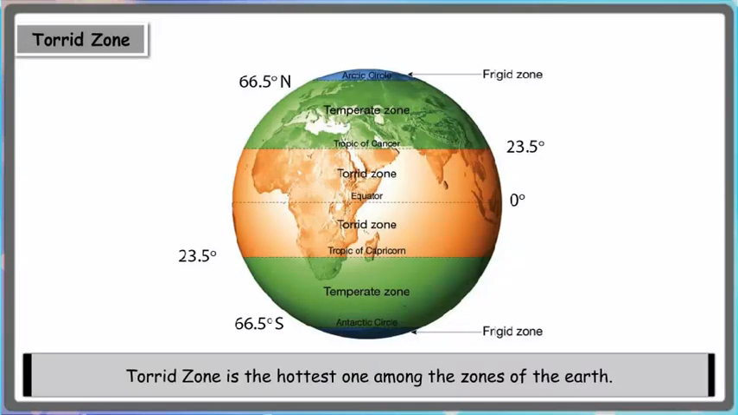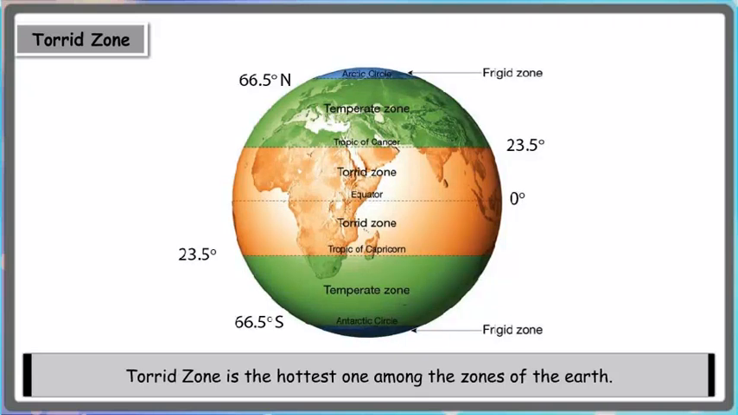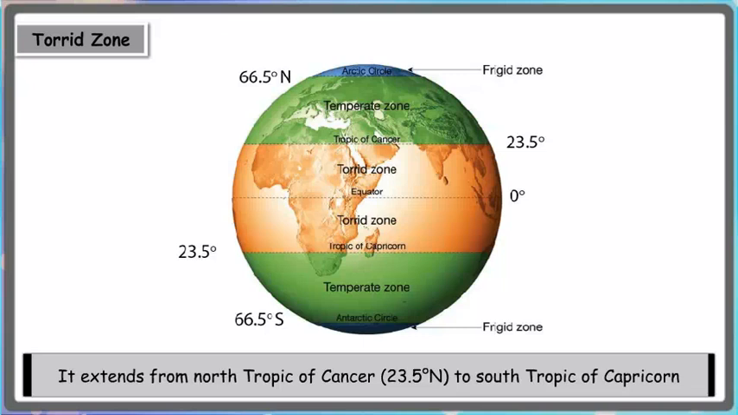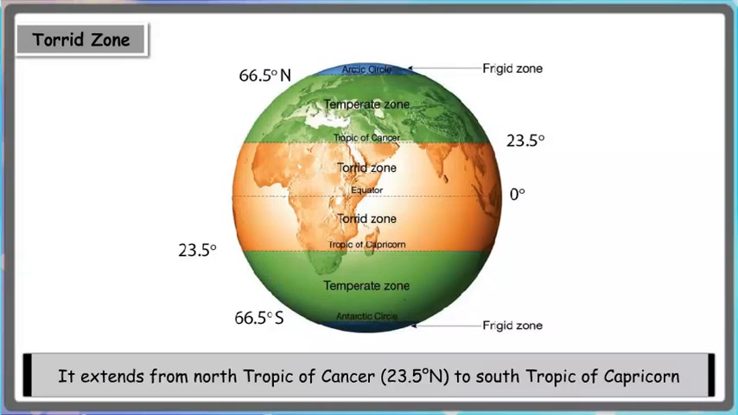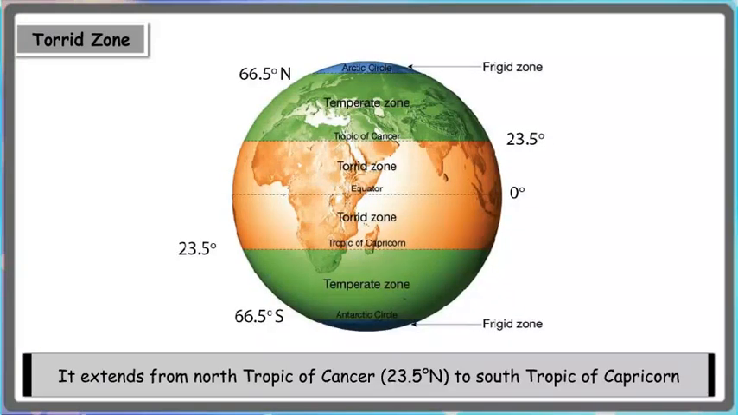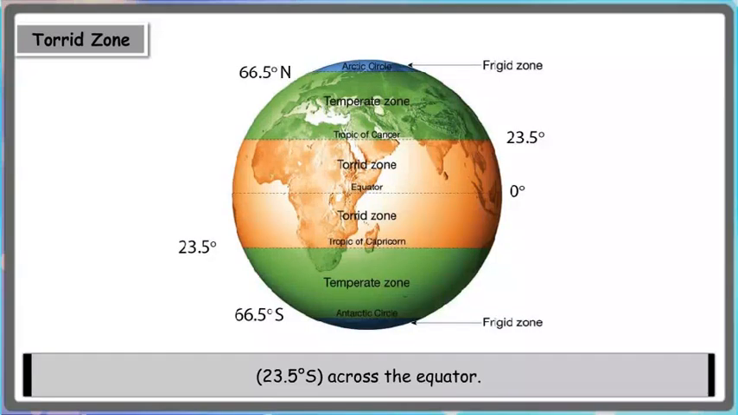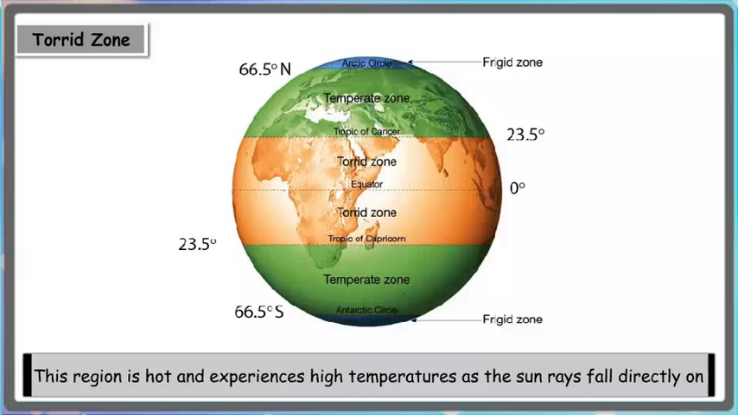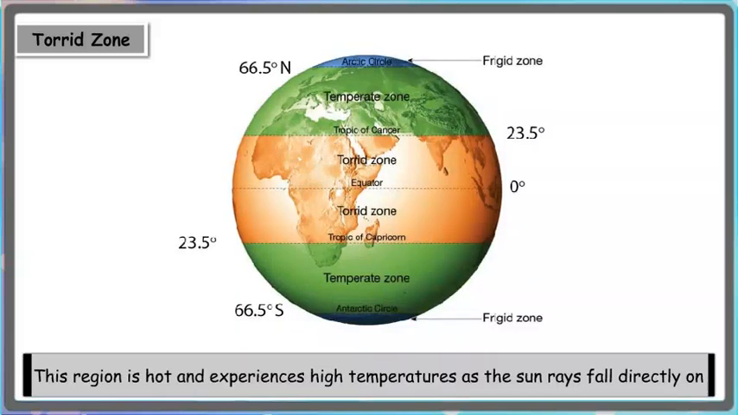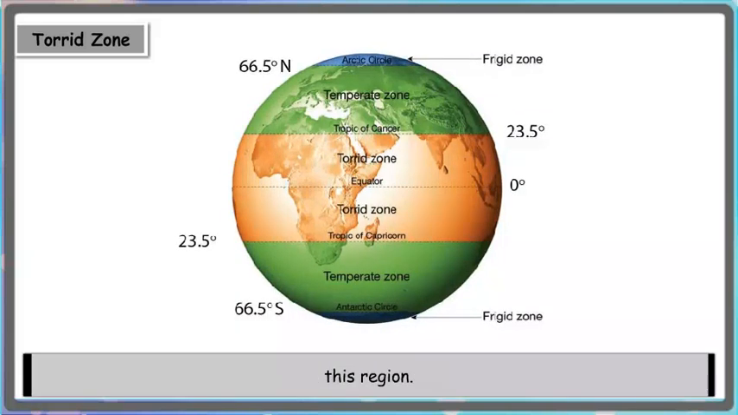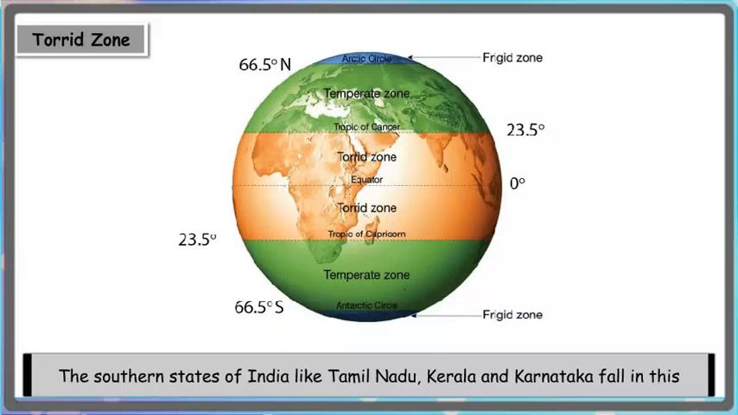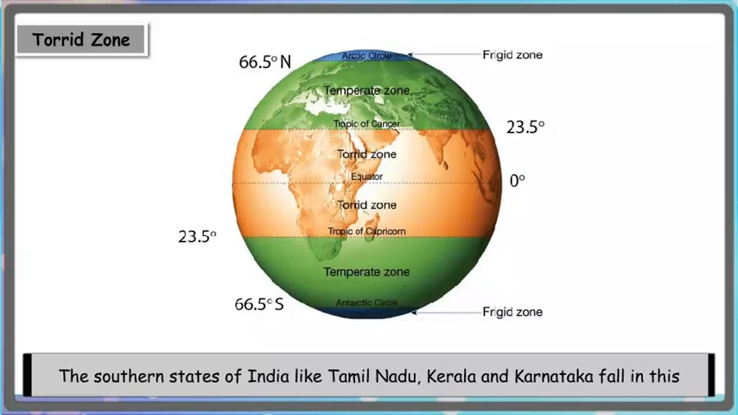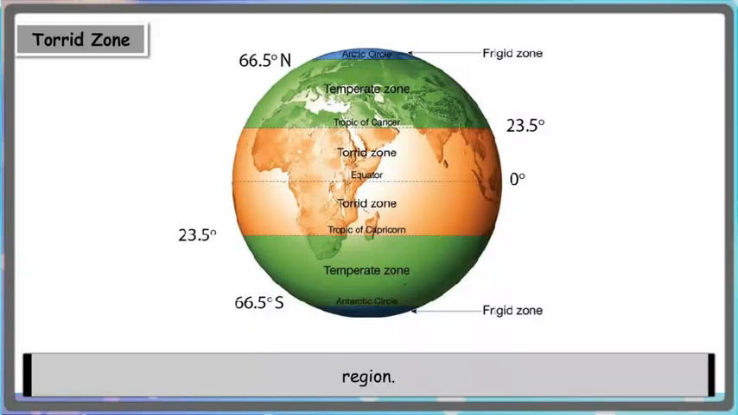Torrid zone. Torrid zone is the hottest one among the zones of the earth. It extends from the Tropic of Cancer in the north to Tropic of Capricorn in the south across the equator. This region is hot and experiences high temperatures as the sun rays fall directly on this region. The southern states of India like Tamil Nadu, Kerala and Karnataka fall in this region.